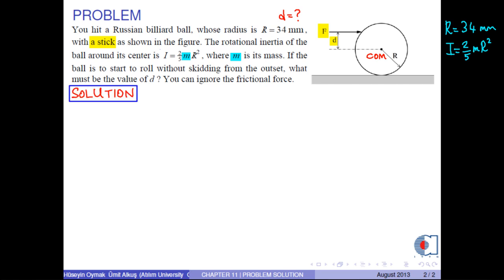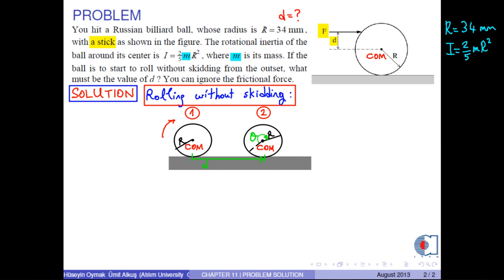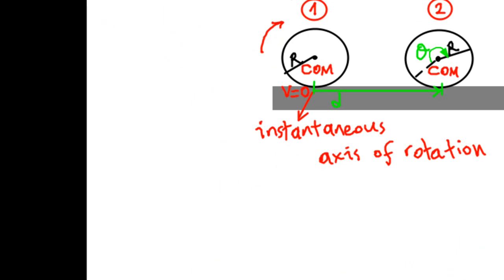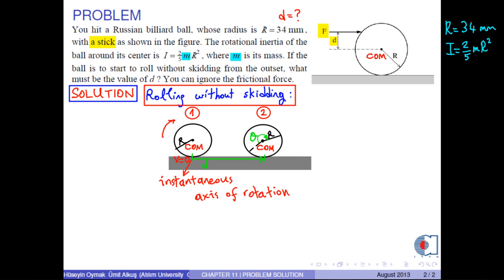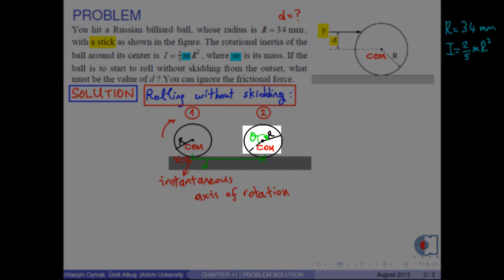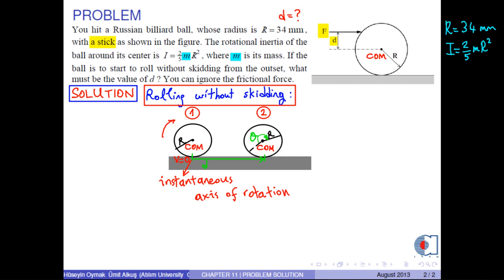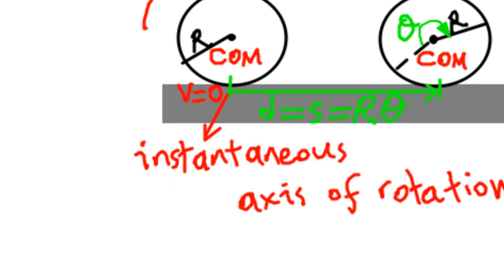First of all, let us investigate the rolling without skidding condition. Assume that the Russian billiard ball goes from position 1 to position 2 by rolling without skidding. Here, the contact point between the ball and the surface is called the instantaneous axis of rotation. At this contact point, the velocity of the ball is 0. If the change in the angle is theta, then distance d is equal to the arc length, which is r times theta.